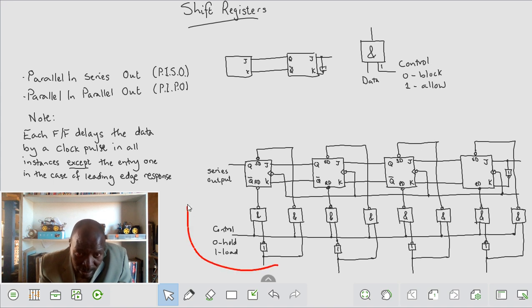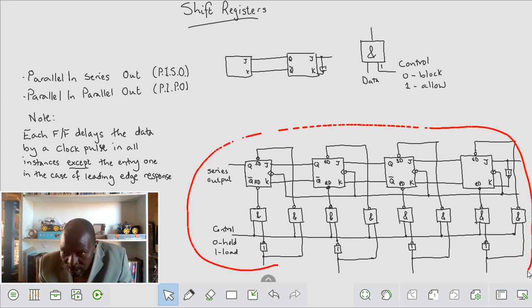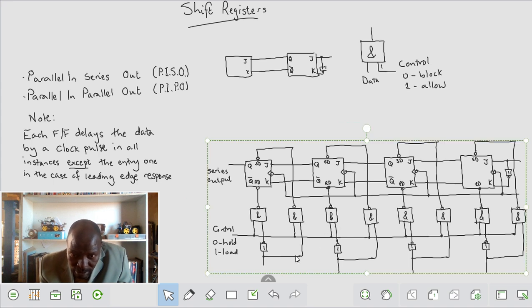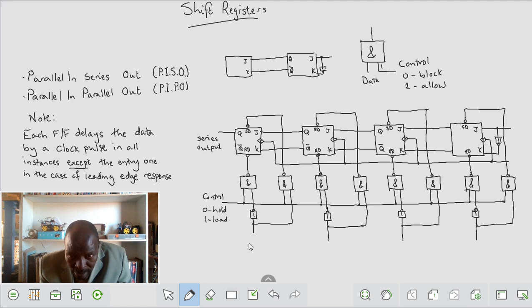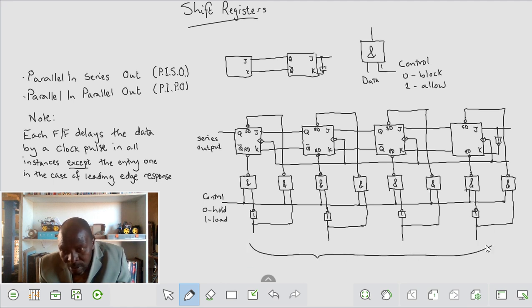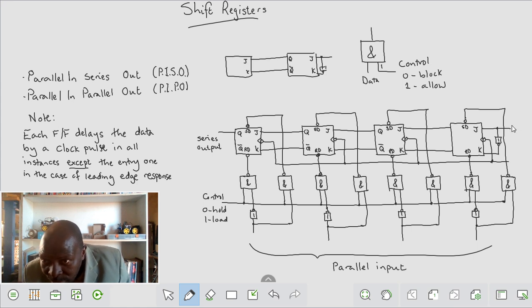I don't want to be as careless as I was previously, to forget to actually indicate that this here is our parallel input. Okay, that's our series output. Nothing stops us here from having what? A series input. We're still able to feed in series this side. So this is our series input.